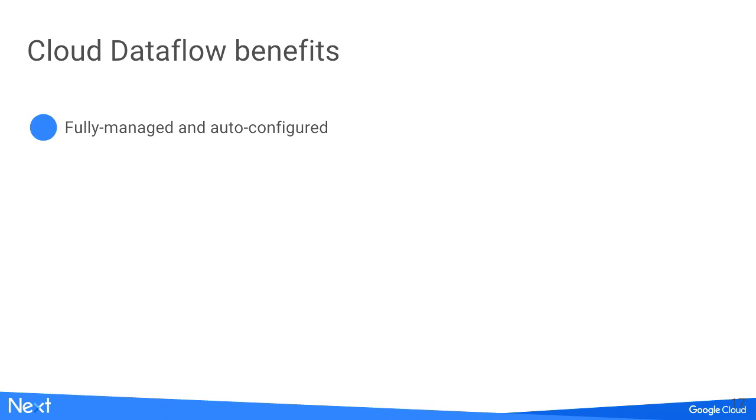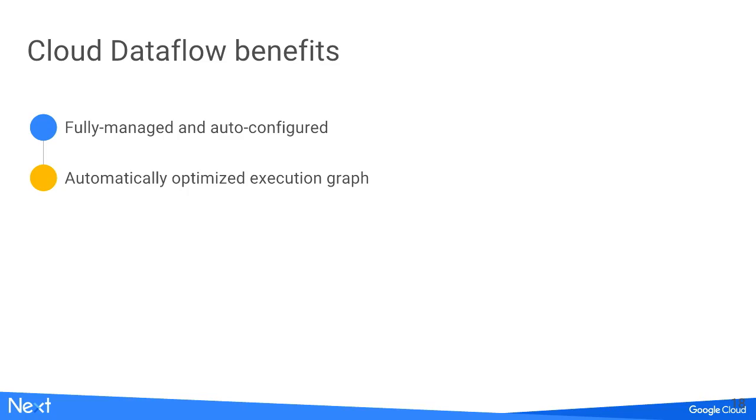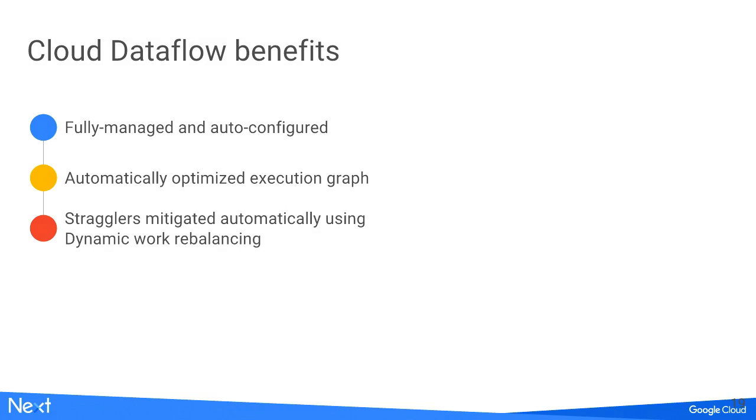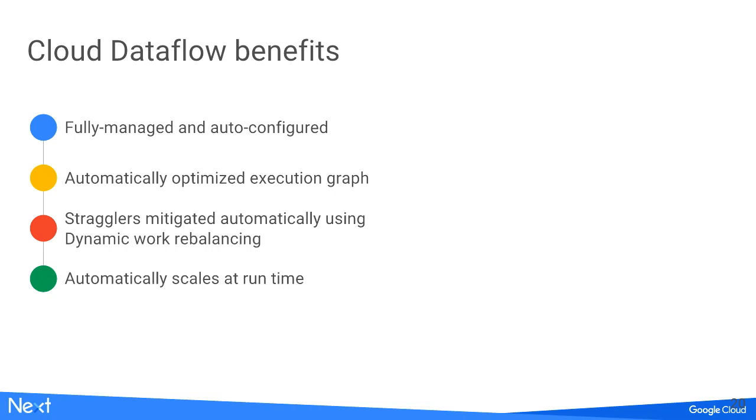So what are the benefits of it, right? Well, it's fully managed and auto-configured. You don't have to worry about deploying your packages or jar files, pre-allocating VMs. You just submit your job to the service, and it runs. And all the resources that your pipeline uses are allocated on demand. Okay? We also do automatic optimized execution graph. So we'll talk about that in a minute. We also mitigate the stragglers dynamically using something we call dynamic work rebalancing. And we can automatically scale at runtime to match the throughput your application needs. Okay?